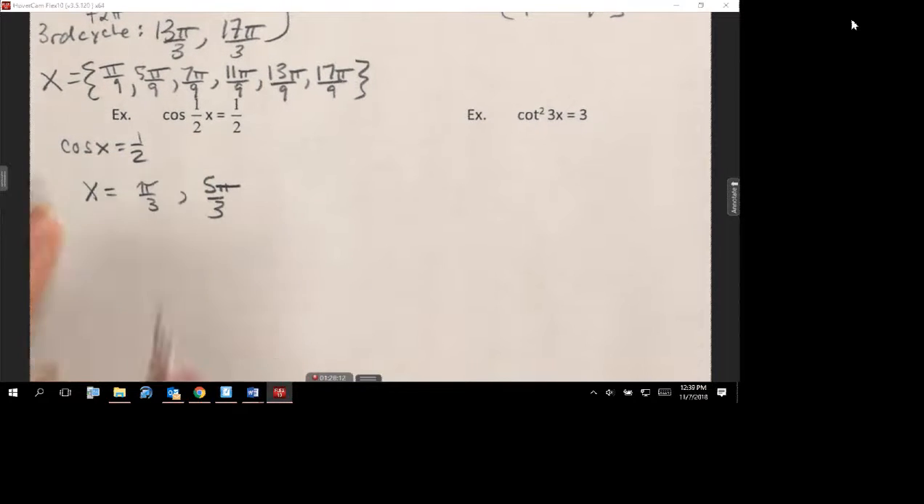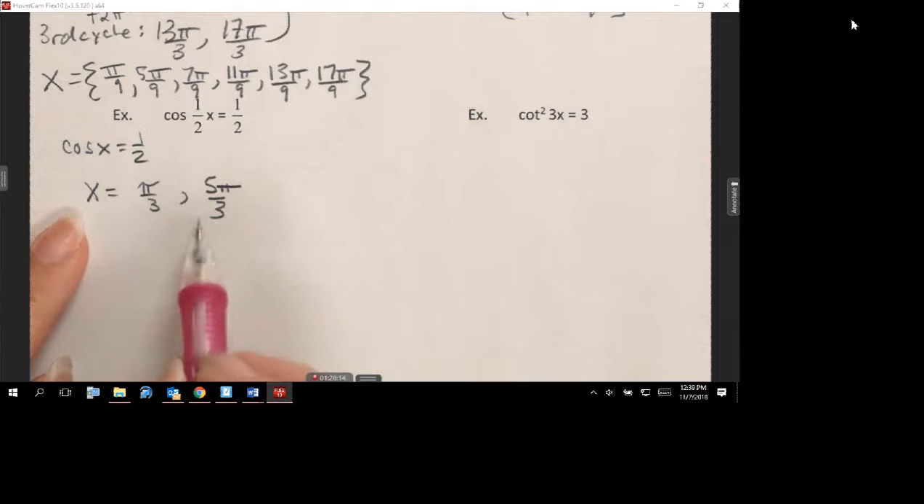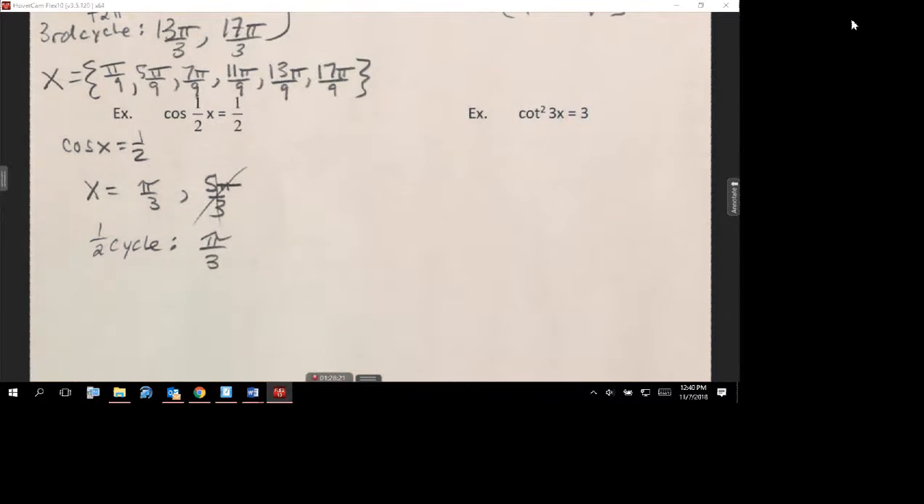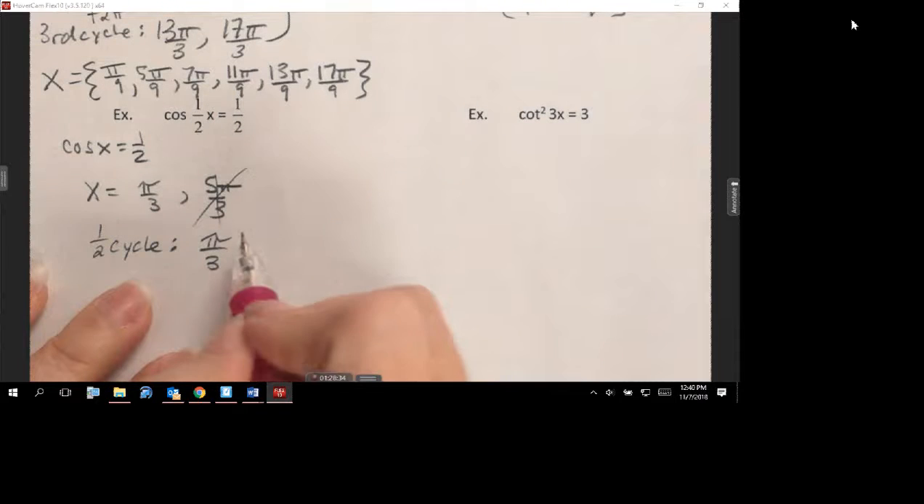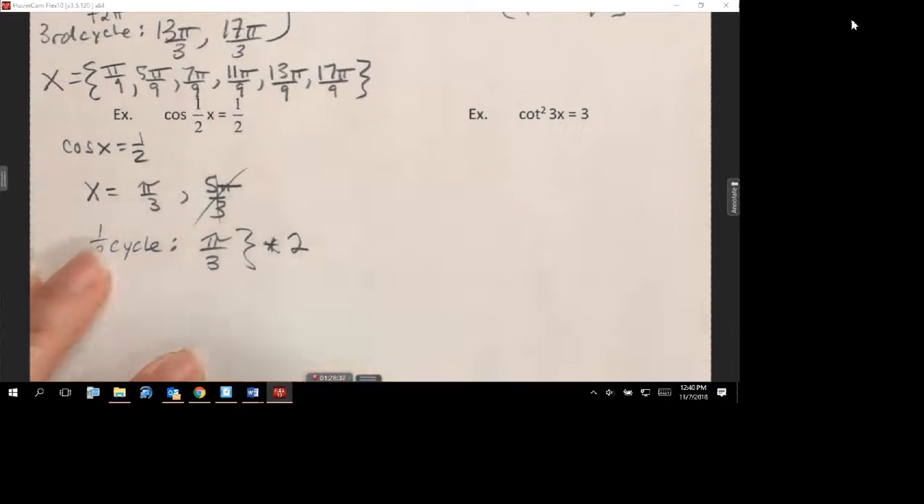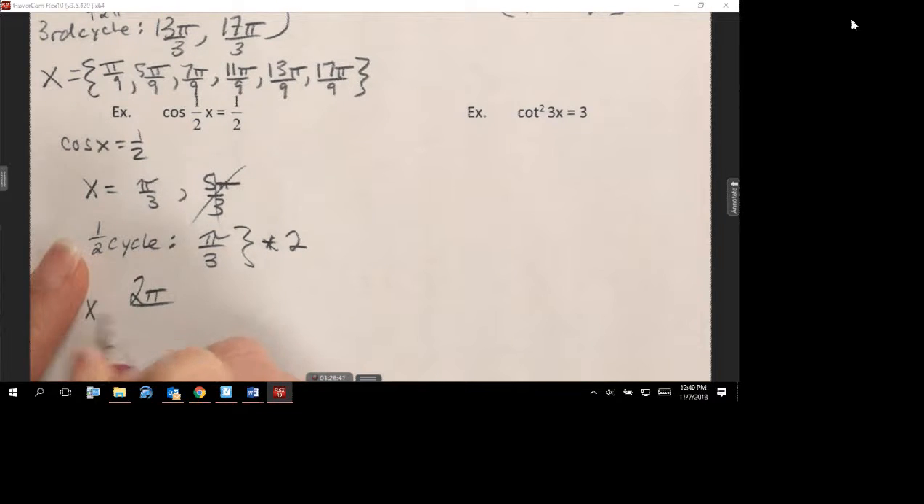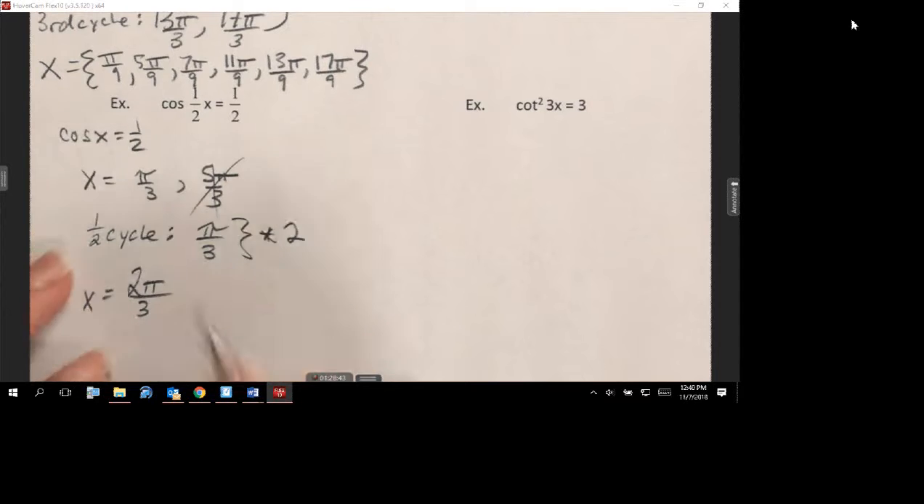1/2 of a cycle. So here's the whole cycle. What part should I use? Just the first part. The first half of the cycle. After you use that part of the cycle, that's still not the answer. You still have to use the stretch or shrink, which since it's 1/2, we're going to multiply by what? Yeah, multiply by 2. So the answer should be 2 pi over 3.